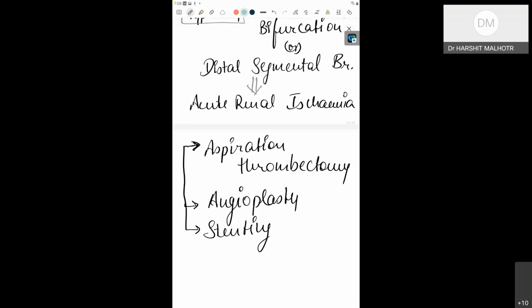So we have to take care of the main source, in which there is renal artery stenosis. We do angioplasty of this, and if there is persistent significant recoil in these cases, then we have to do stenting.